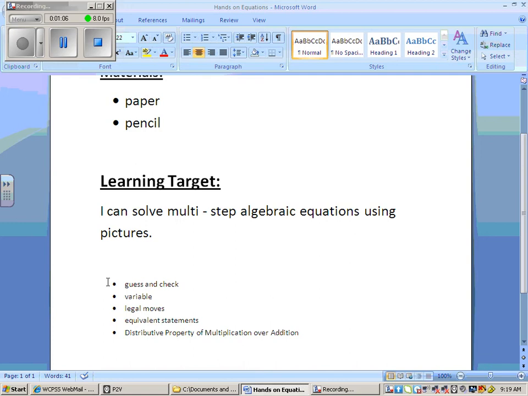So far, you've learned how to solve these using guess and check by plugging a number in to see if it worked. We did that at the very beginning. And then we talked about what the variables were. And then you learned how to solve using legal moves. You learned how to create equivalent statements when you were looking at the distributive property and distributing the number in front of the parentheses across the parentheses. And that was the distributive property of multiplication over addition. So you've learned quite a lot from the very beginning. So let's go to our lesson for today.